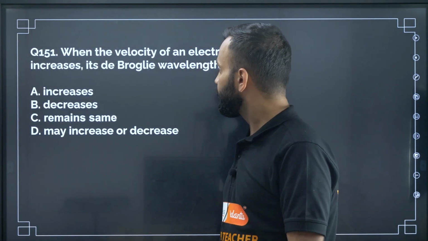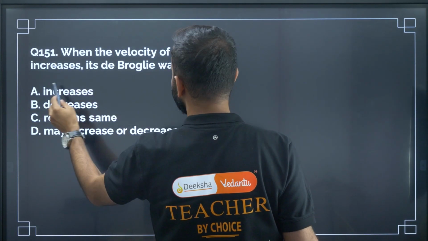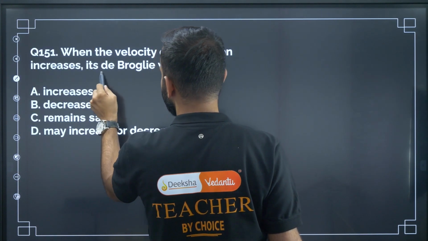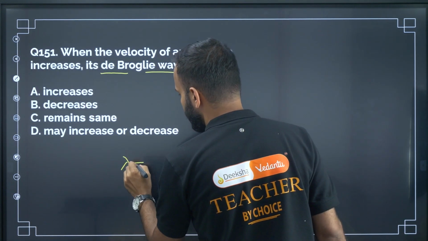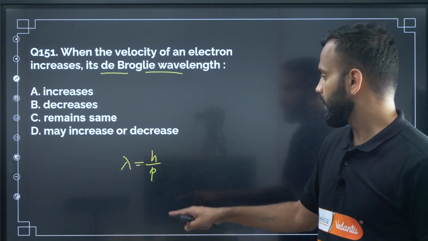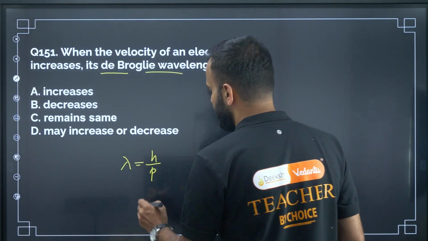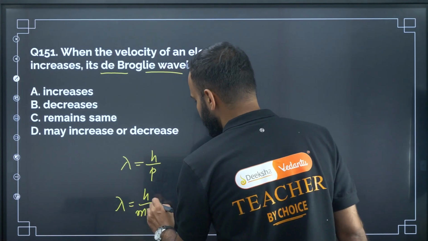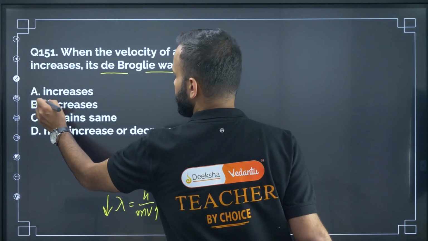Question number 151. When the velocity of an electron increases, its de Broglie wavelength. We know the expression of the de Broglie wavelength: lambda equal to h divided by p. What is h? h is Planck's constant, p is the momentum of the particle. In this case, the particle is an electron, so lambda equal to h divided by m into v. When the velocity of the electron increases, its de Broglie wavelength decreases. So the correct option is B.